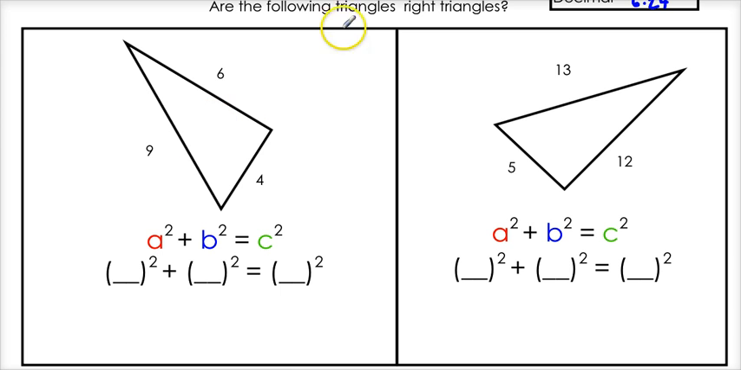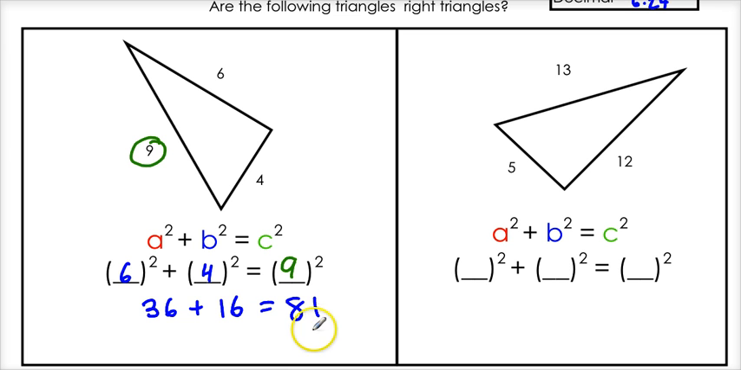So let's give the first one a shot. Well, we know our longest side is 9, so that's going to be our hypotenuse. So let's put that over here. And our two legs are going to be 6 and 4. Let's see if this equals each other. So 6 squared is 36, 4 squared is 16, and 9 squared is 81. 36 plus 16 is 52. Does that equal 81? Well, no. So this is not a right triangle.